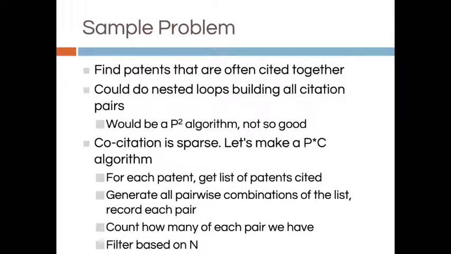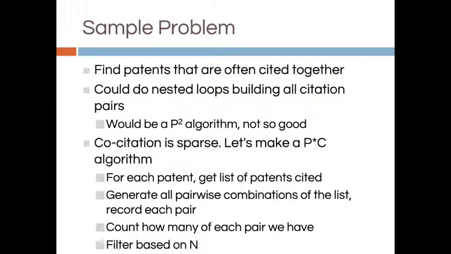Now, the first approach, which is also very slow, would be doing nested for loops to build all the citation pairs. So let's say you have patents 1, 2, 3, 4, and 5. You start with patent 1, and then you look at all the other ones and see where that one is cited. Then you go to patent 2, and you look at all the other ones and see where it's cited. As you can see in the third bullet point here, that would be a P-squared algorithm, the number of patents squared, which is obviously not very good.